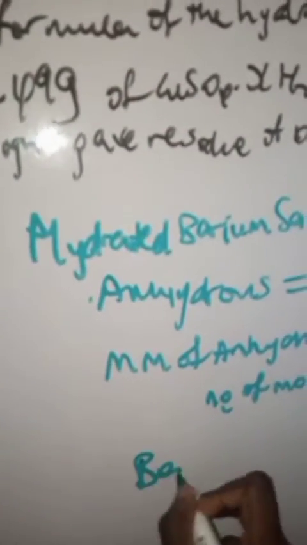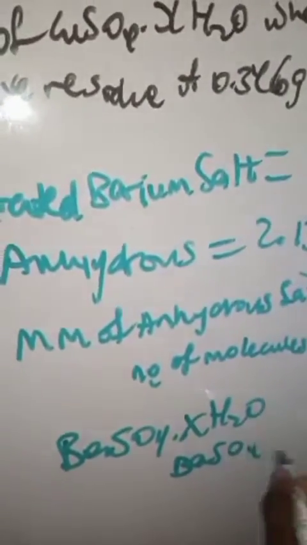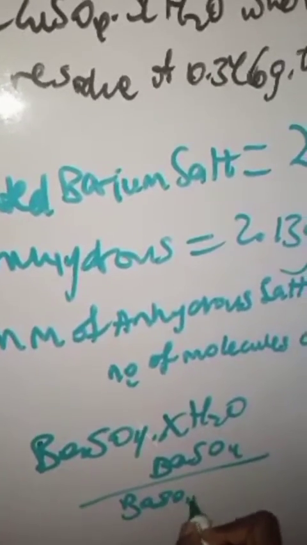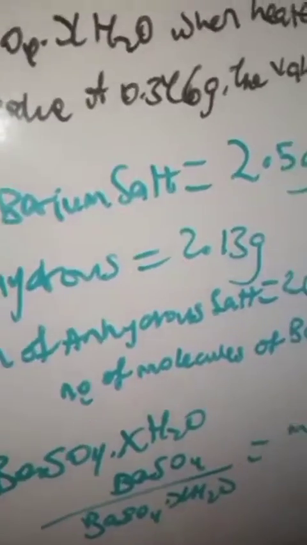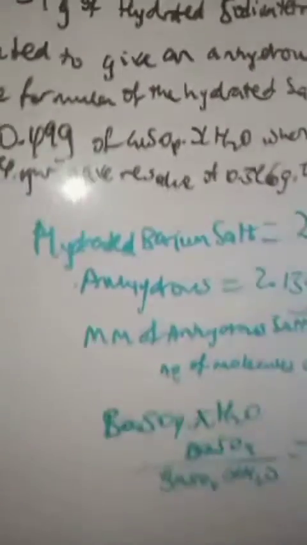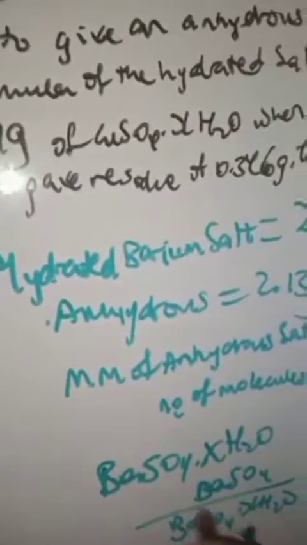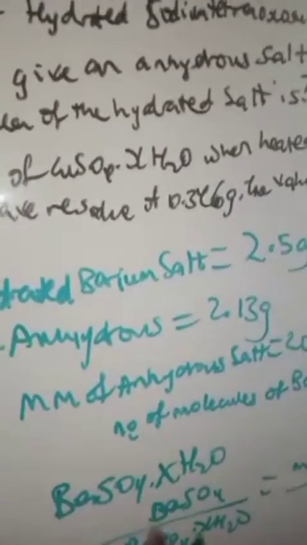So yes, using the approach I gave you the other time, they said barium salts. Yes, it can be anything. Let's take for instance, it can be BaSO4, but we don't know the number of water of crystallization, XH2O. So I said if you have something like this, this is the approach you use: BaSO4 over BaSO4 dot XH2O. So the molar mass of this one over the molar mass of this one will give you your answer. So let's try it out now. We don't know if it's barium sulfate, I'm just explaining.